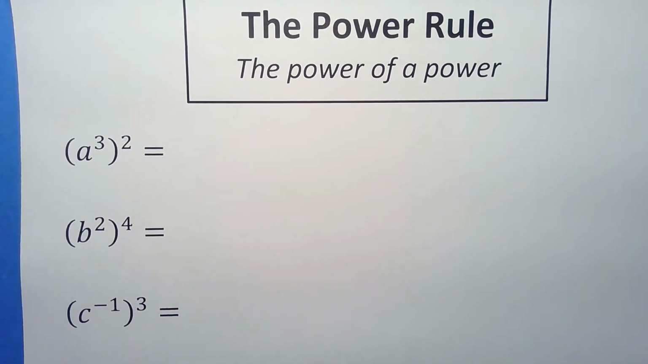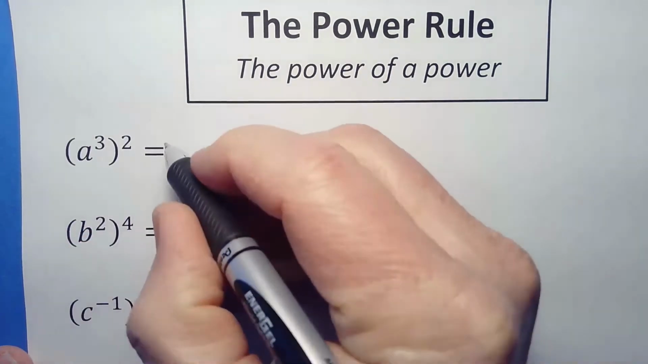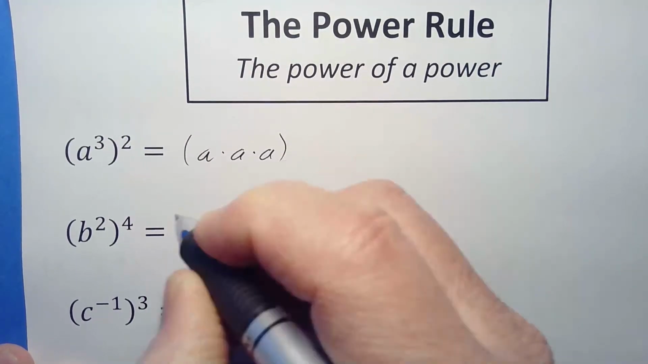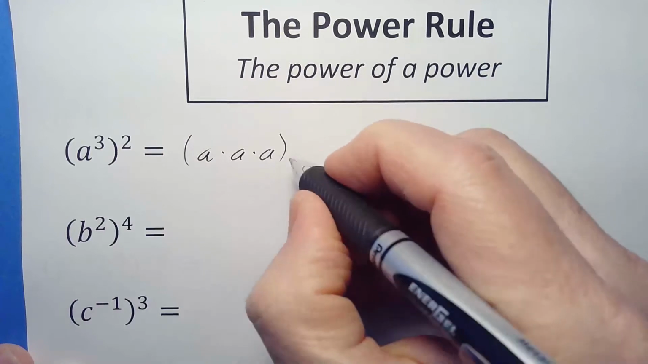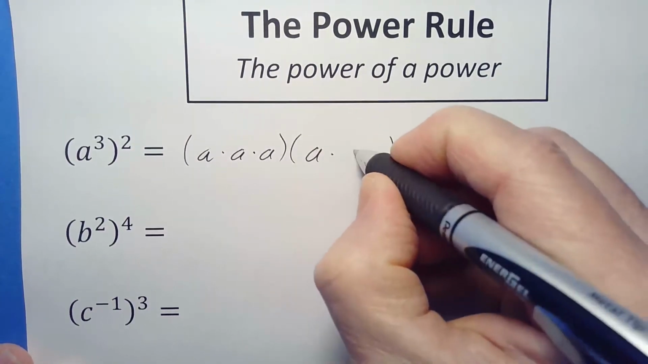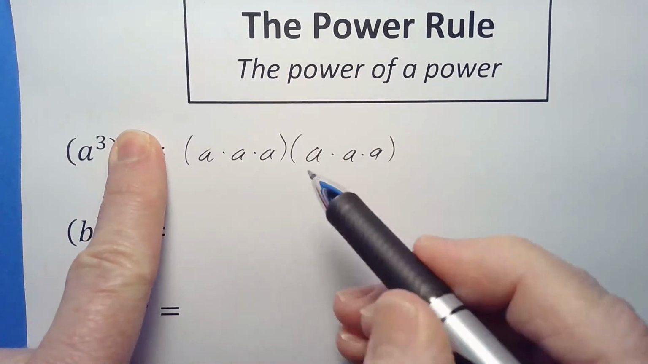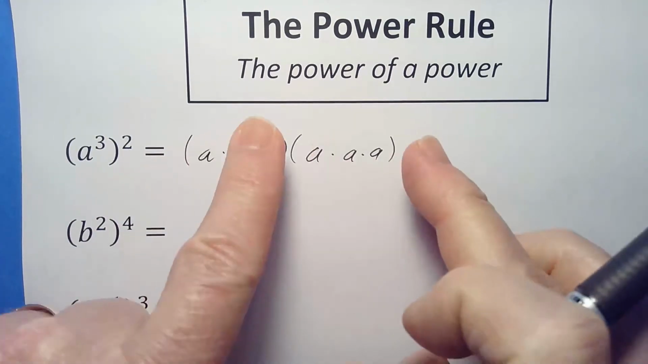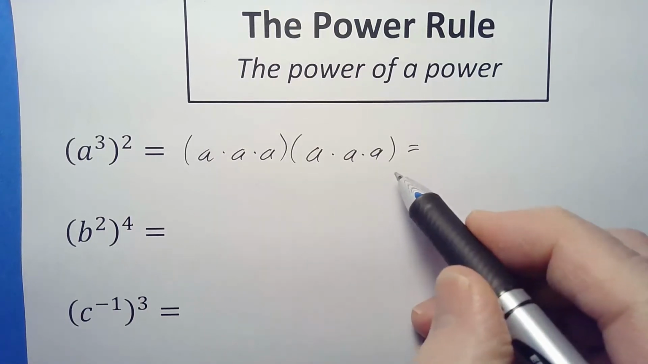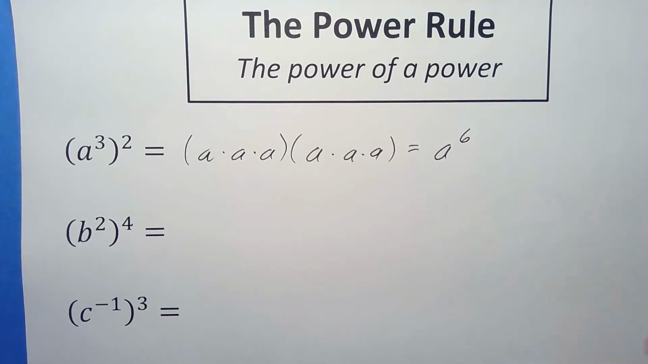All right, so let's figure out how that's going to work. Let's first look at what's inside the parentheses. We would just say a times a times a. Then we're going to take the whole thing that was in the parentheses and multiply it times itself. A times a times a. In other words, first we say a cubed, then a cubed times a cubed. So when we put that all together, we've got 6 a's multiplied times themselves. So we've got a to the 6th.